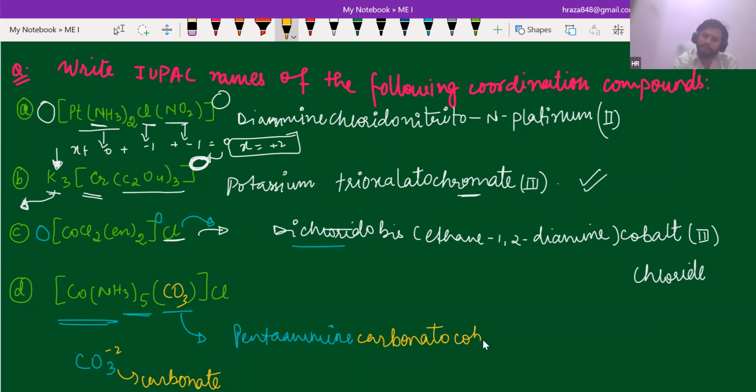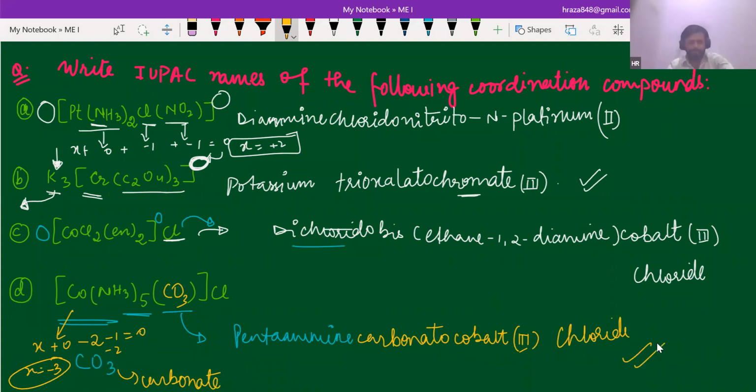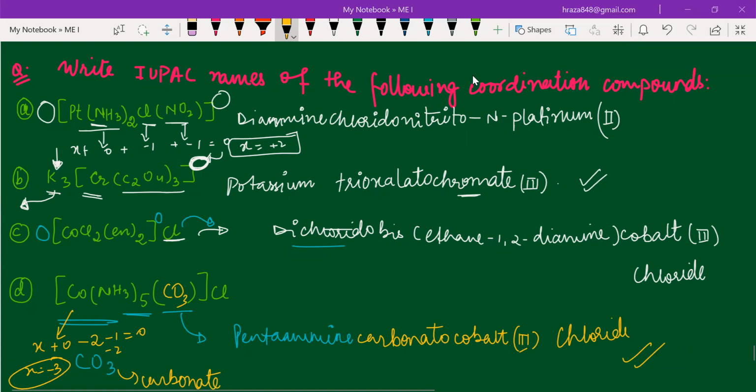And then cobalt, because there is no negative charge on the square bracket, neither negative charge nor positive counter ion. Then write the oxidation state. Cobalt has x, this is 0, CO3 has -2 charge, and this chlorine has -1 charge. So you can see it has +3 oxidation state, so it will be 3 and then chloride. Please do write it. Sir, written. Done. Yes, sir.